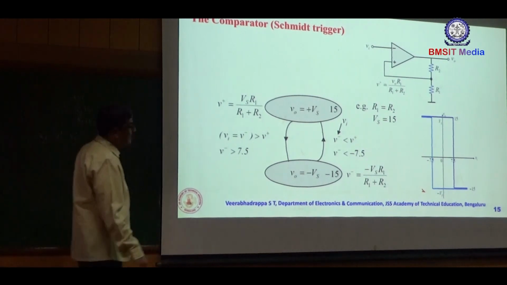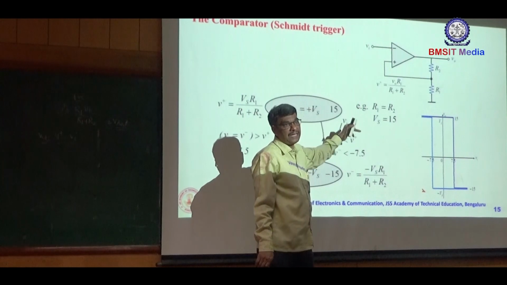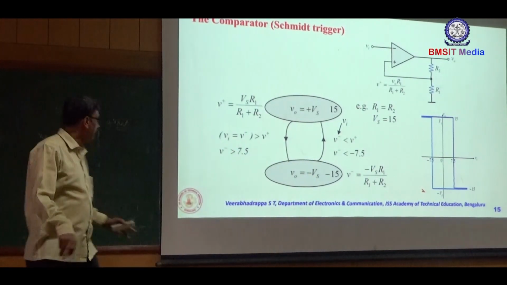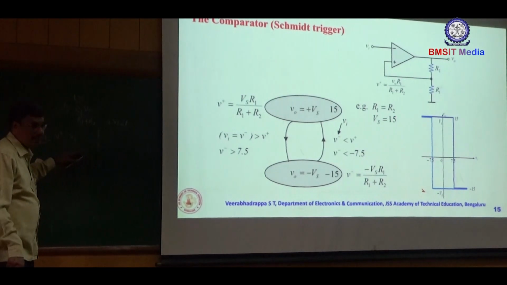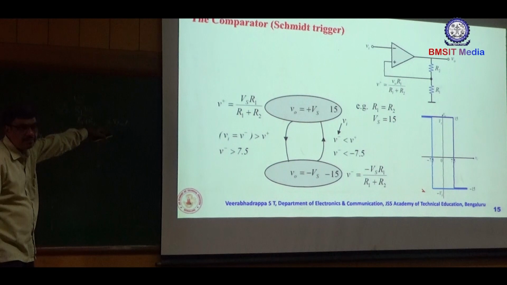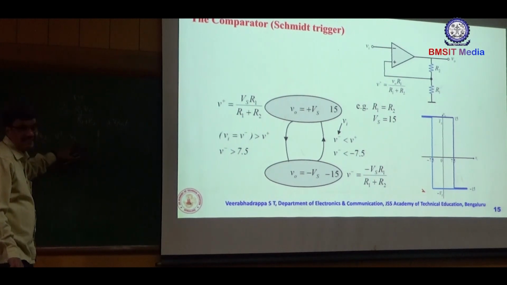Which means VI is less than V plus. Is this point clear? VID is equal to V plus minus VI. V plus is positive because V saturation is positive, which means the output voltage V0 is the positive saturation voltage. Definitely V plus is also positive. Are you agree?